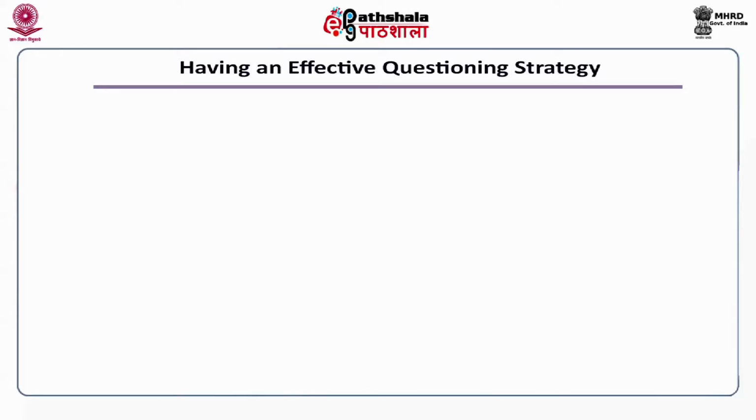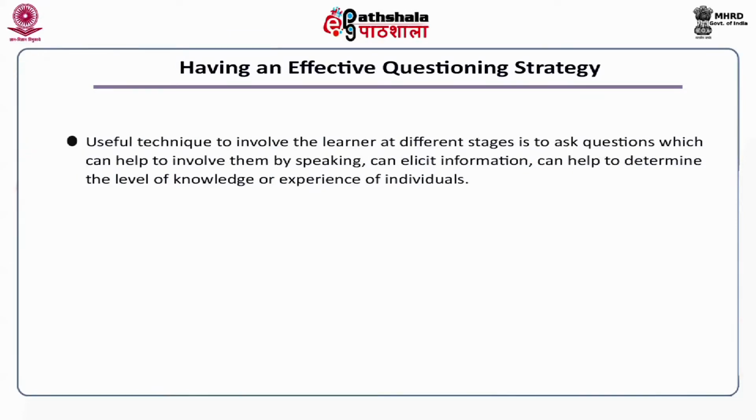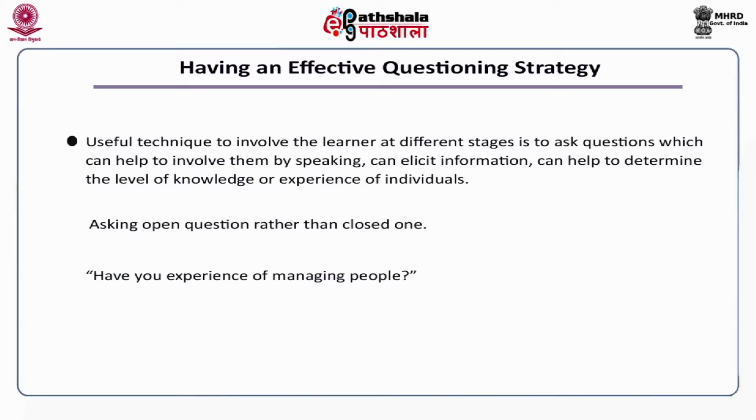Having an effective questioning strategy. A useful technique to involve the learner at different stages is to ask questions, which can help to involve them by speaking. It can elicit information. It can help to determine the level of knowledge or experience of individuals. A trainer should ask open questions rather than closed ones. For example, have you experience of managing people? It is a close-ended question because the answer can be only yes or no.